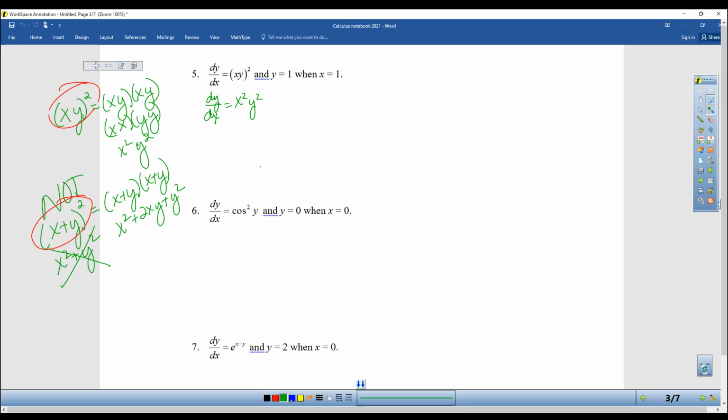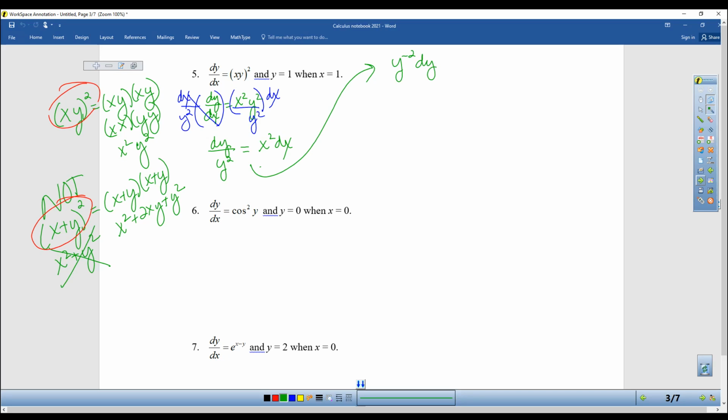Okay, so I'm going to separate my variables. That's always my first job. I'm going to multiply both sides by dx. And simultaneously, I'm going to divide both sides by y squared. I have dy over y squared is equal to x squared dx. I'm going to move this to the top.